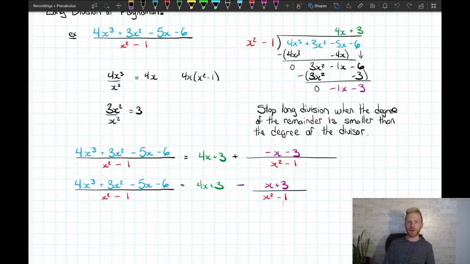Some of the operations that we want to perform on rational expressions are pretty complicated. It may be a lot easier if it's possible to express a rational function as much simpler ones. And here, it's not much simpler than 4x plus 3. We just end up with a much smaller fraction that we have to deal with.